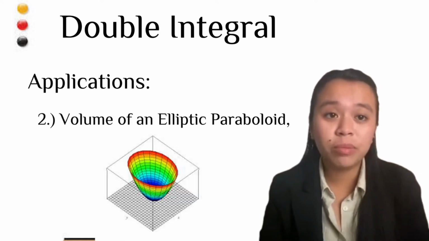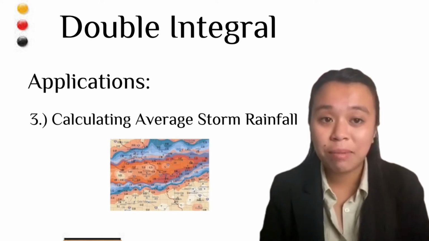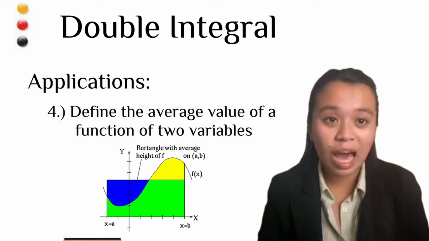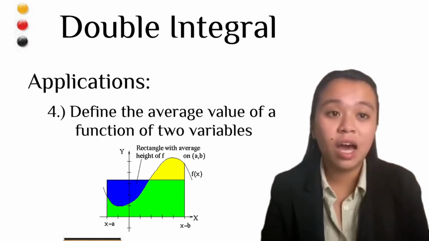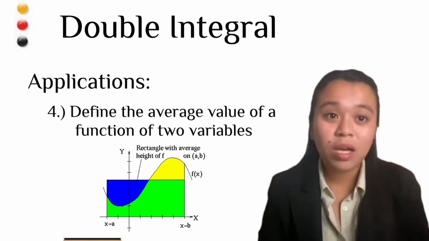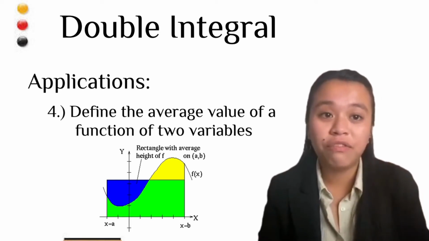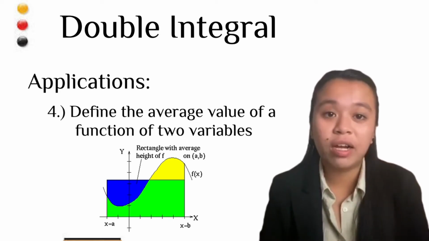Next, volume of an elliptic paraboloid. Then, calculating average storm rainfall. Similarly, we can define the average value of a function of two variables over a region R. The main difference is that we divide by an area instead of the width of an interval. Lastly, solving average value of function. In this example, we find the average value of a function over a rectangular region.